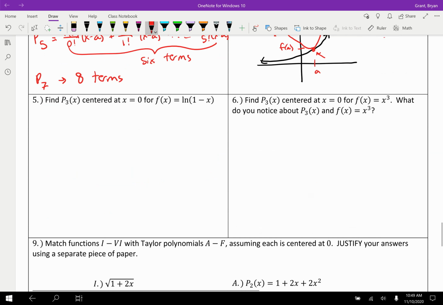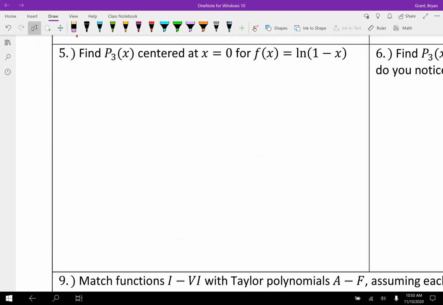Last two, some practice ones. Find p sub 3 of x centered at x equals 0 for f of x equals the natural log of 1 minus x. And sorry for the bells, I'm recording at school today. Okay, well, p sub 3 means I need to go out to the 3rd derivative.